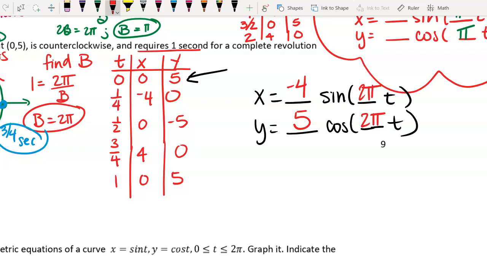Pi over 2. Sine of pi over 2 is? 1 times -4? Okay, check. Let's see if y comes out to be 0. 2 pi times a quarter again is? Cosine of pi over 2? 0 times anything is? Is it working? Yeah, always check a few points to make sure they work. All right, and that's it. Box it up.